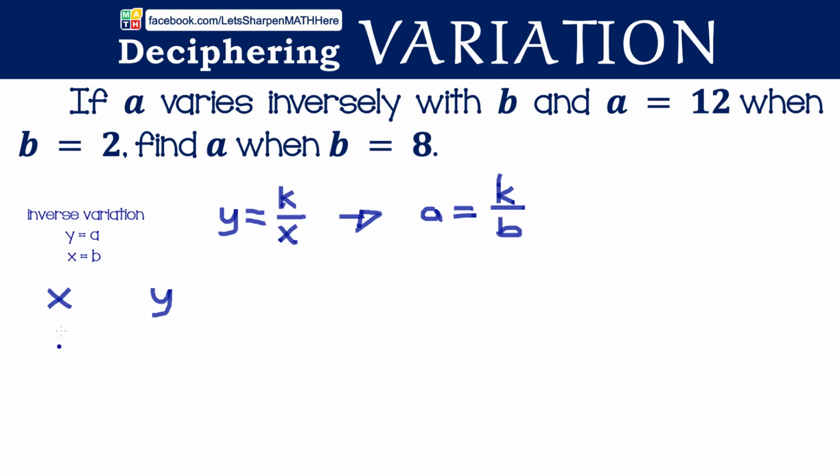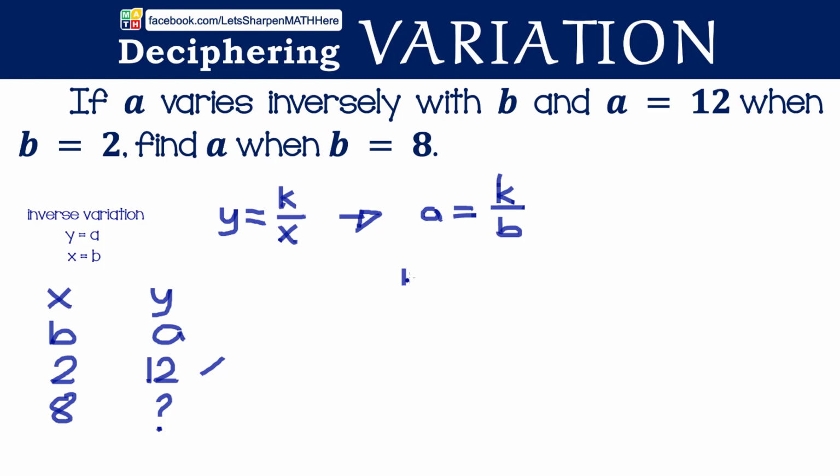The next big thing here is for us to identify the given values for X and Y. In this case, we coined this as B and we coined this as A. In the first statement, A is 12 when B is 2. This is the first pair given, and that's what we are going to use first to solve for K, which will also be used for the final step. And then we will find A, so we're looking for the value of A when B is 8. So let us use 2 and 12 here.